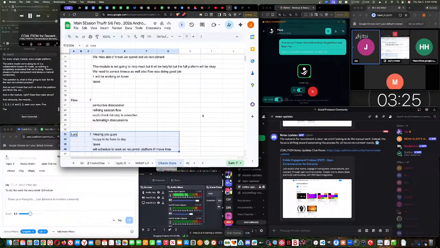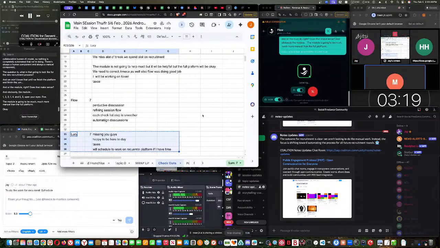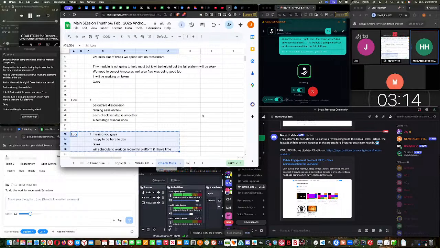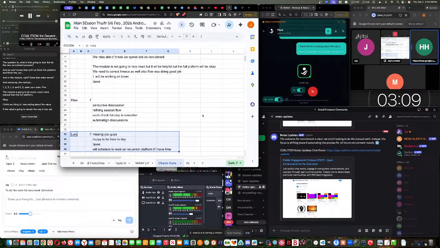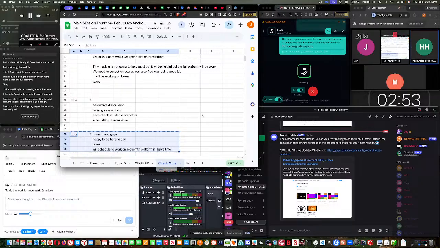The module is going to be much, much more manual than the full platform. Okay. I think Martin is asking about the value. If the value is going to remain the way it was set, because if I understand him, he said about the agent contract that you assign everybody. So is it still going to get that amount that was assigned in that contract?